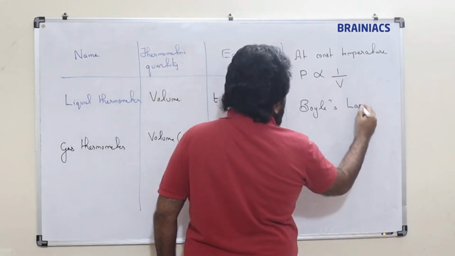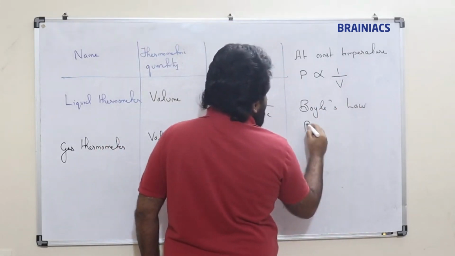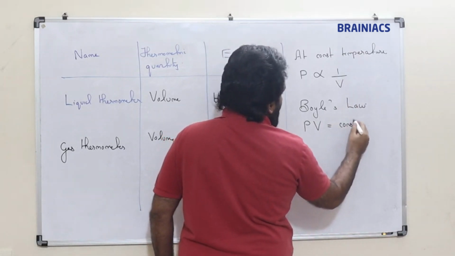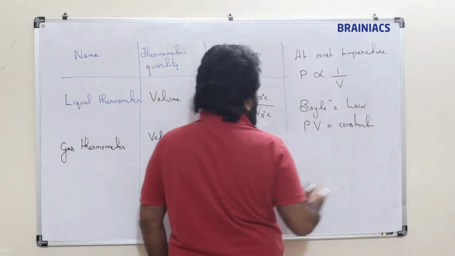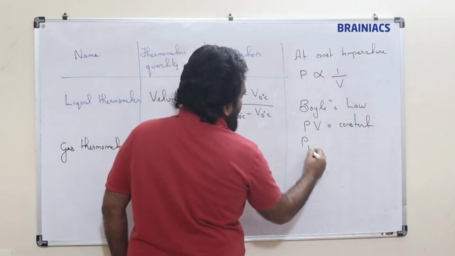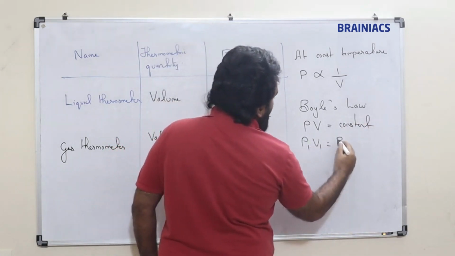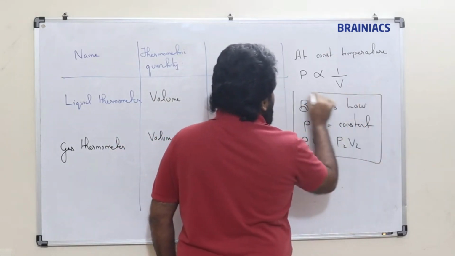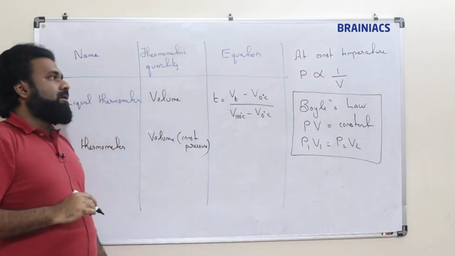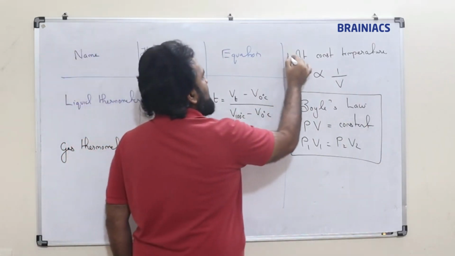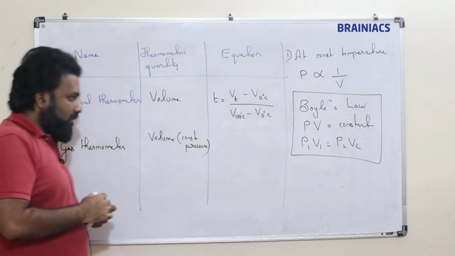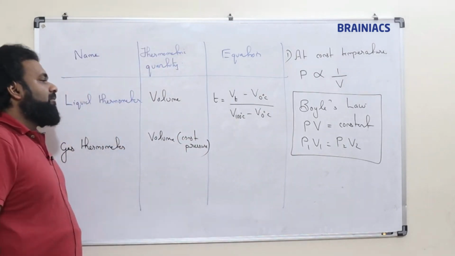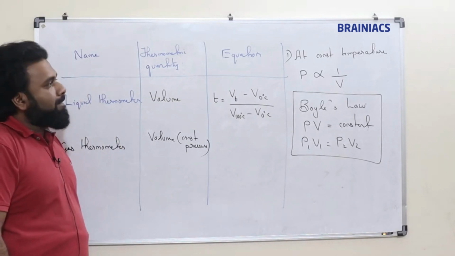Boyle's law, and this equation is given as PV is equal to what? Constant. Or P1 V1 is equal to P2 V2. So this is what is Boyle's law. Clear? At a constant temperature. This is the first law which we used to study in thermal physics. Note it down.